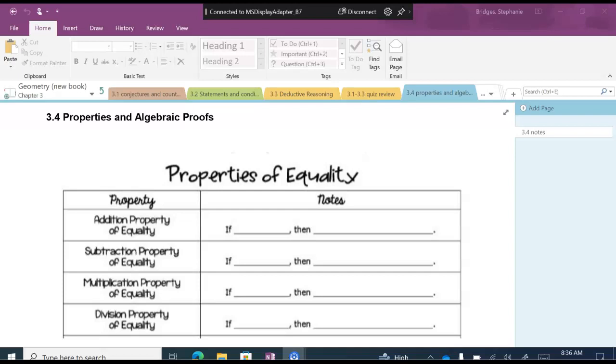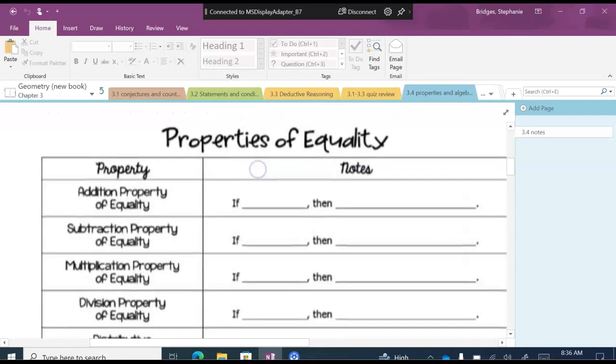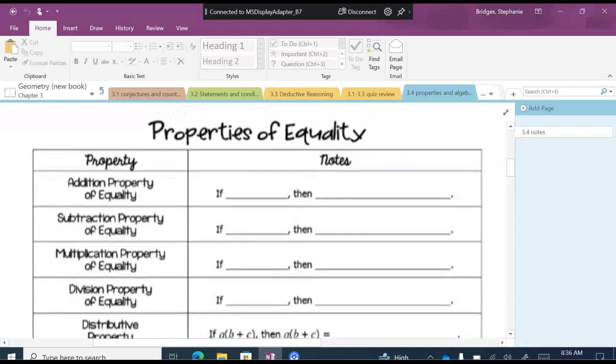So the first thing we're going to talk about today are some properties of equality and properties of congruence that we can use in our proofs as reasons to justify our statements, okay? Everybody ready? All right. So we're going to start first with the addition property of equality.